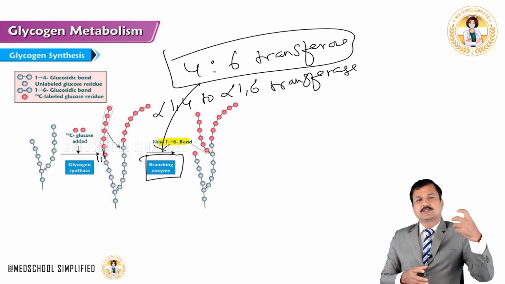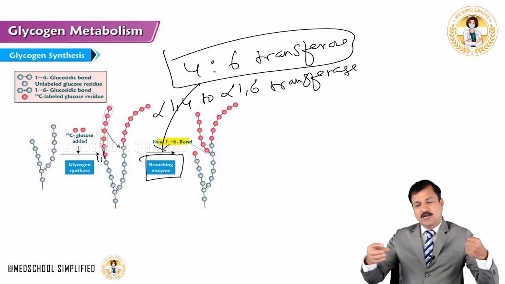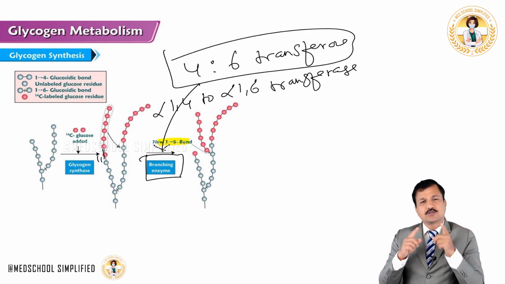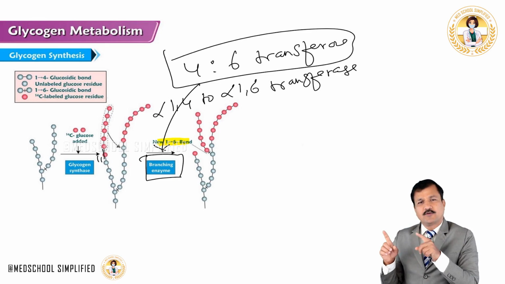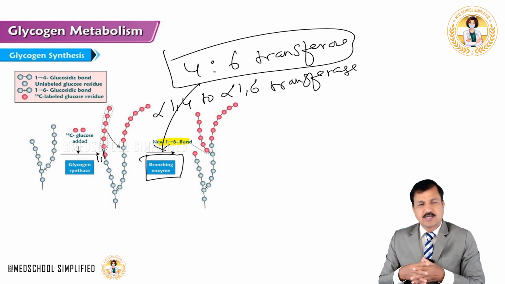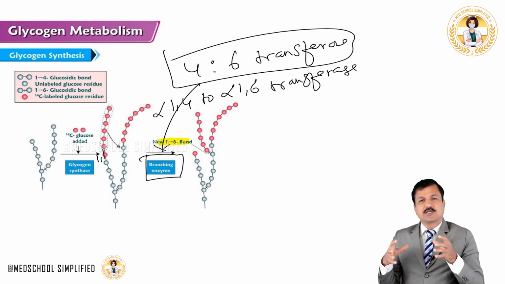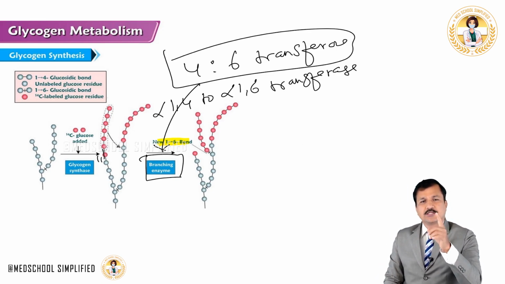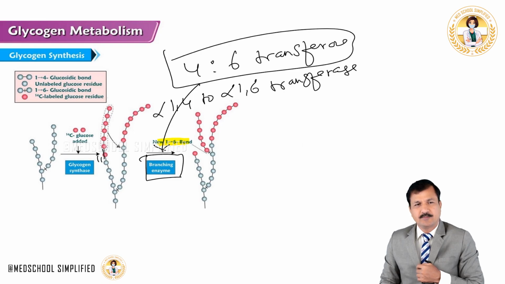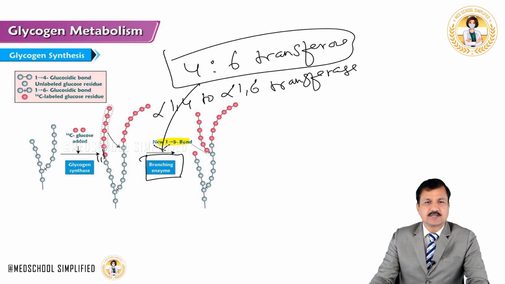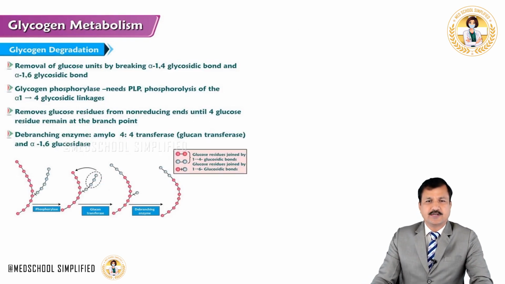That means glycogen synthase elongates the glycogen primer chain, and the branching enzyme is the 4,6 transferase or alpha-1,4 to alpha-1,6 transferase. With the help of these two enzymes, a highly branched glycogen is synthesized, and for every 8 to 10 glucose residues there will be one branch point in a glycogen molecule. Remember that. That's how glycogen is synthesized. Now let's get into glycogen degradation.